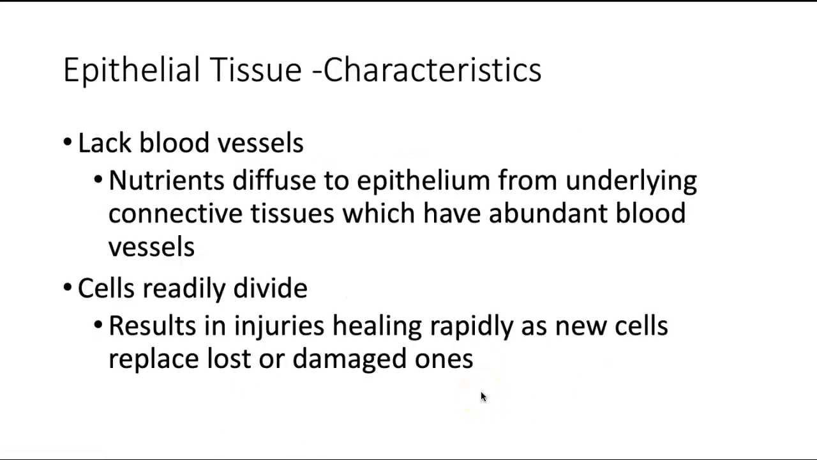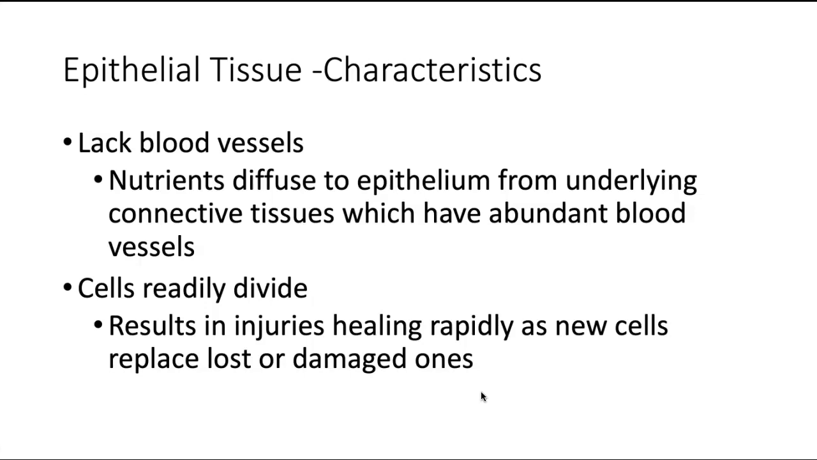Some of their characteristics: they lack blood vessels. They do not have blood vessels. They have to be nourished from the underlying connective tissues, which have blood vessels. So that top layer of your skin doesn't have any blood vessels, so all those cells are dead. And the farther you go from that basement membrane and the connective tissue, the more skin cells are dead. It has to get its nutrients, which come from the blood vessels.